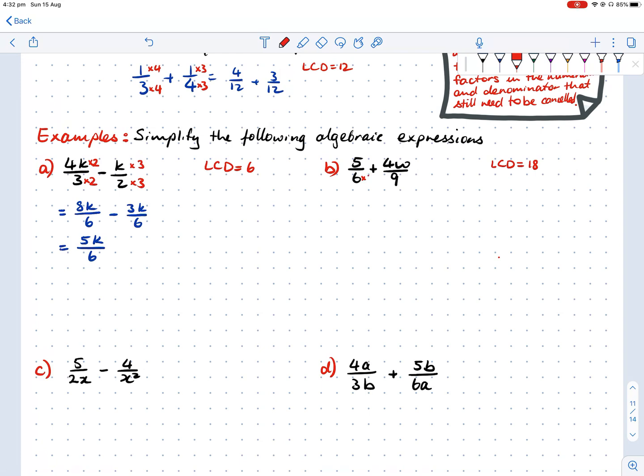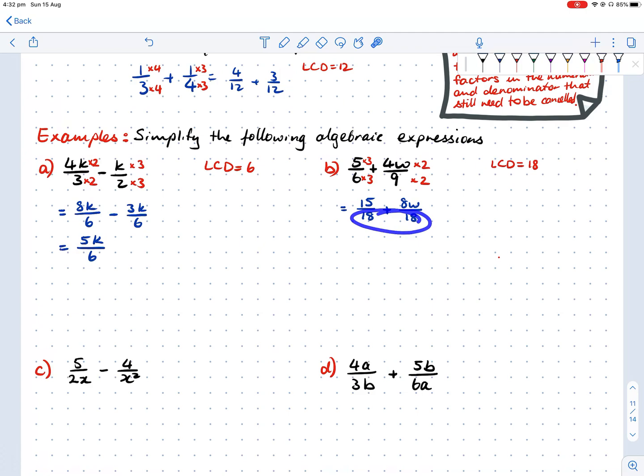Okay, so we're going to use 18. So we're going to multiply the first fraction, top and bottom, by 3, and the top and bottom of the second fraction by 2. So the numerator is 15 over 18. And then for the second fraction, 8w over 18.